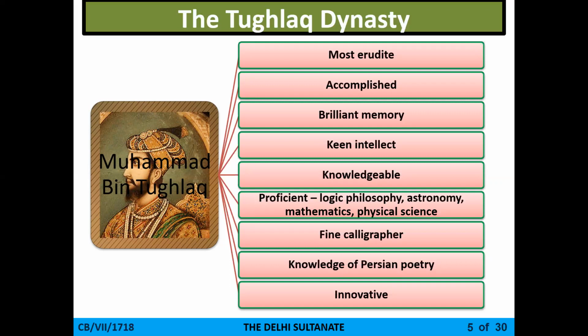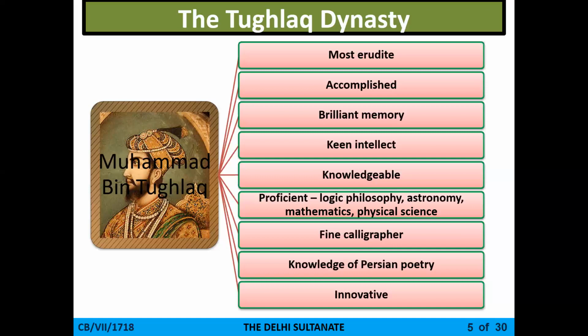He was also a fine calligrapher. Again, he had good knowledge of Persian poetry. He tried to take many administrative reforms, but despite being innovative, most of his plans failed because he was impractical. That is the reason he was very unpopular among the people. He never visualized the practical implementation of those policies, and hence most of his policies or reforms failed. So he was also known as the wisest fool.